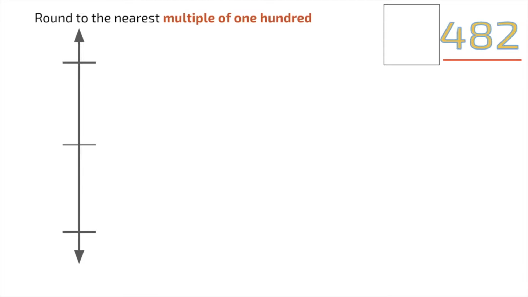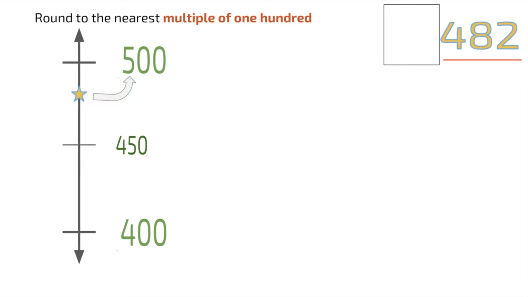Well, 482 is more than 400, less than 500. Those are the hundreds that surround 482. Halfway between 400 and 500 is 450. All right, and so now I see that 482 is more than 450, so it's gonna be somewhere up there. Boom. If it's more than 450, we know that it's gonna round to 500.